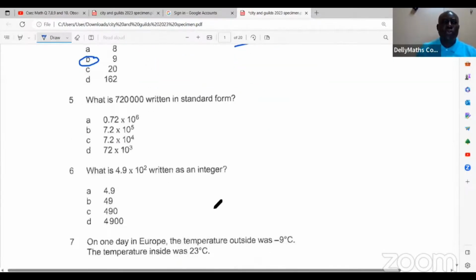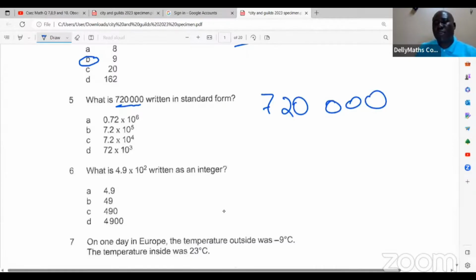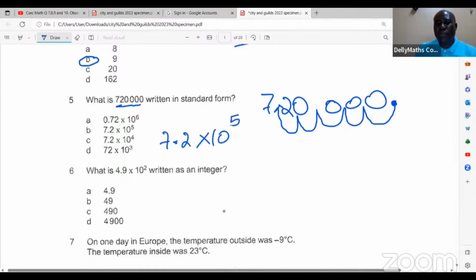What is 720,000 written in standard form? So in standard form, the decimal point must come after the first digit that is not a 0. So we're going to have to know that the decimal point is at the back. It's going to move up 1, 2, 3, 4, 5 places until it gets there. So we're looking for 7.2 times 10 raised to the 5th, positive 5.